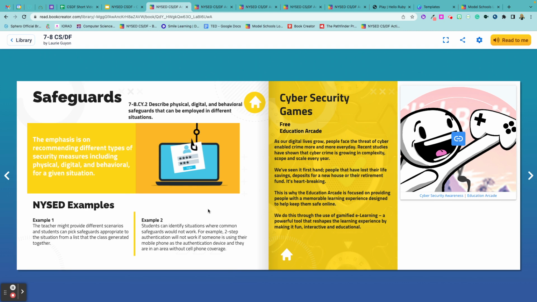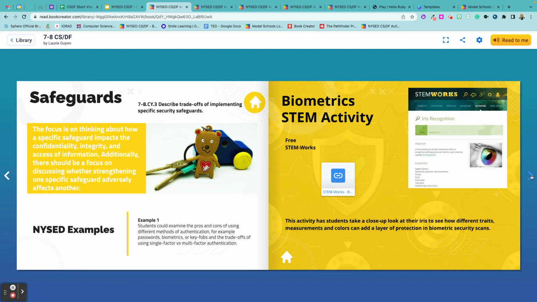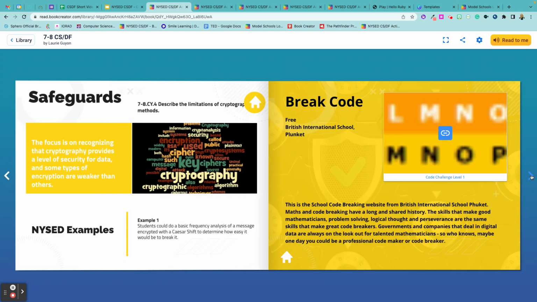The second one under safeguards is describe physical, digital, and behavioral safeguards that can be employed in different situations. Here we're thinking about what we should do with different things that we might be posting online. So students can think about what they do to protect themselves on their phone versus their school device and so on. There's some resources for you again. And then moving on to safeguard number 3, describe trade-offs of implementing specific security guards. So you could talk about the filters you have in school, or the pros and cons of using biometrics or facial recognition versus single factor or multi-factor authentication. Again, there's some really fun activities for your students.